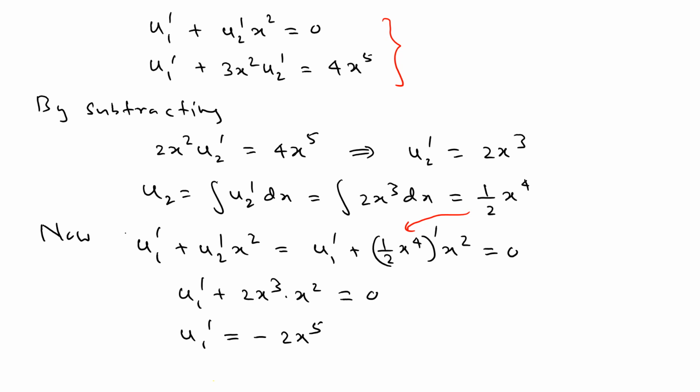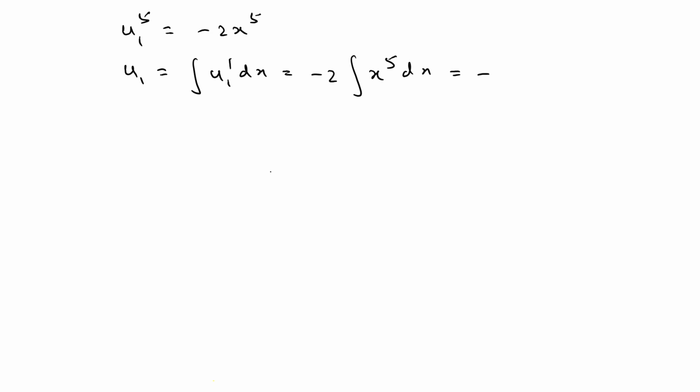That's what you get. Now we can integrate this and find u1. So u1 prime equals negative 2x to the fifth. In that case, u1 equals the integral of u1 prime dx. If you take the integral, you will get negative 2 times the integral of x to the fifth dx, which is negative 2 x to the sixth over 6. So which is negative 1/3 x to the sixth.